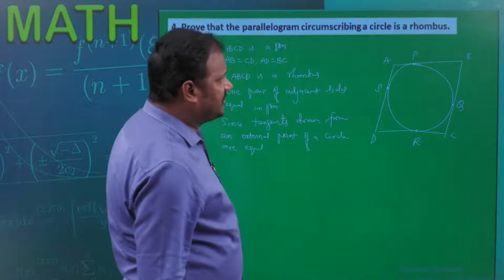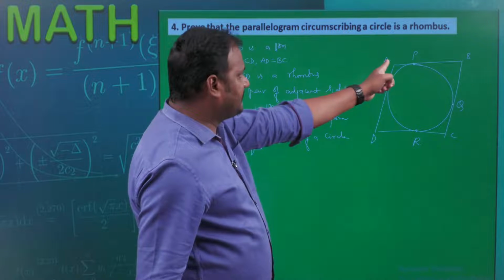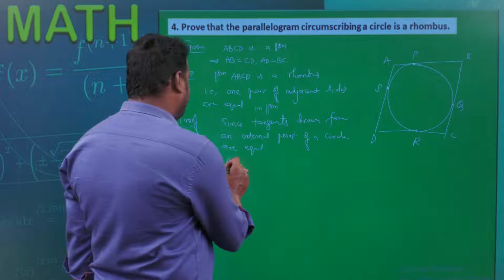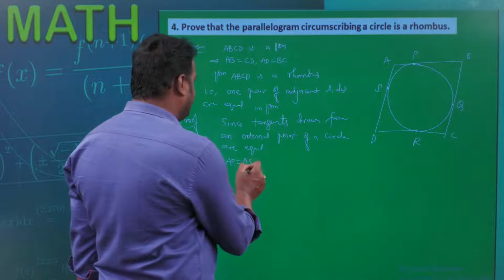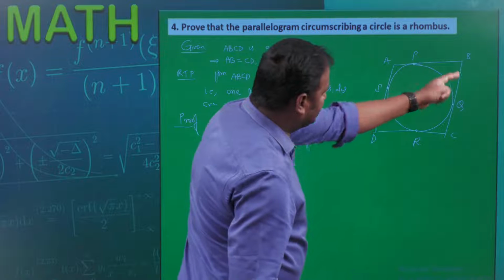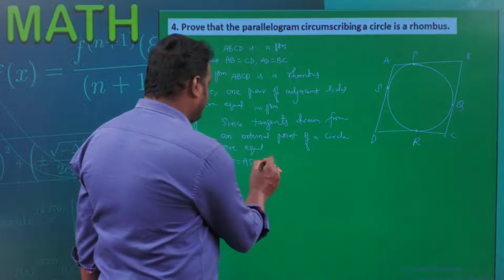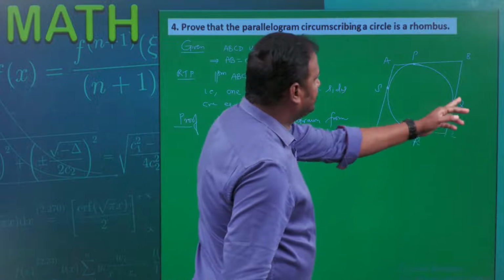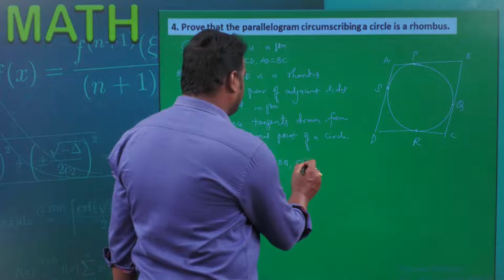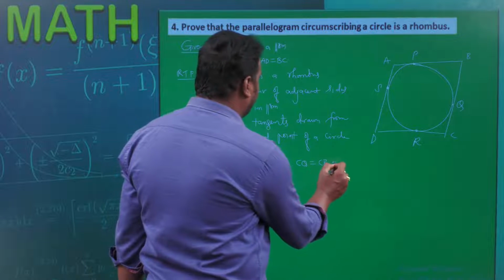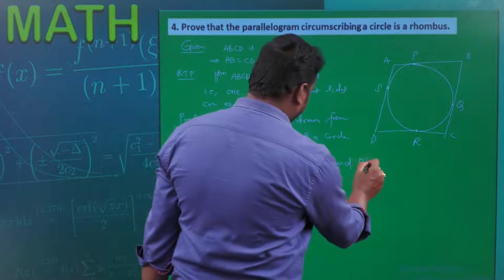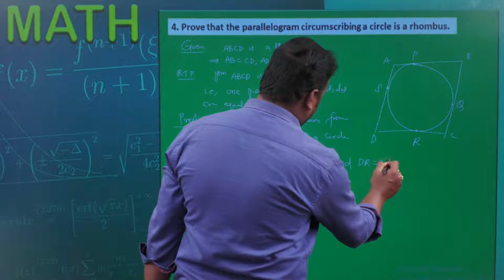So what are the tangents drawn from an external point of a circle? Let us start from point A. Can we say AP is equal to AS? AP is equal to AS. Now from B, BP is equal to BQ, and from C, CQ is equal to CR, and from D, DS is equal to DR.